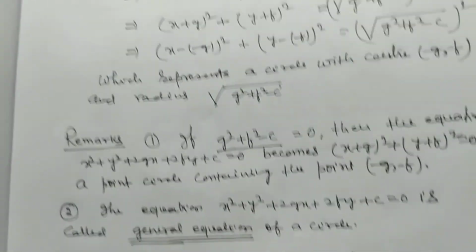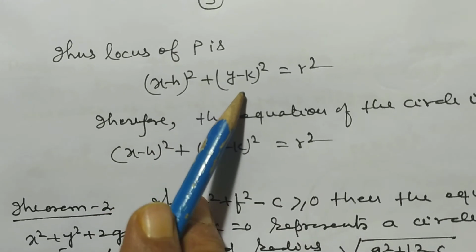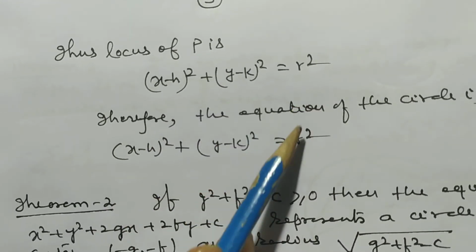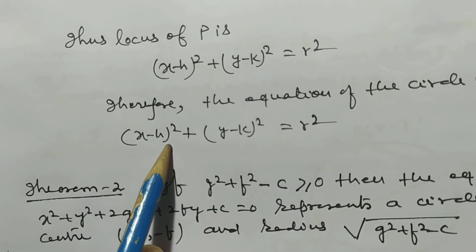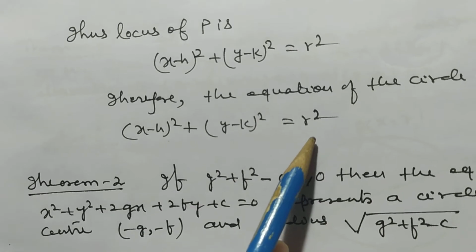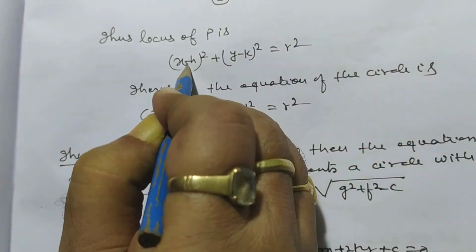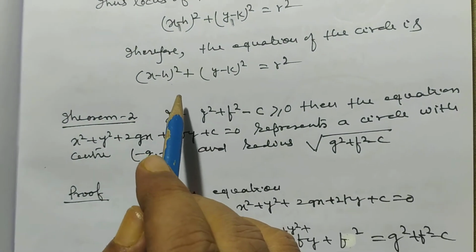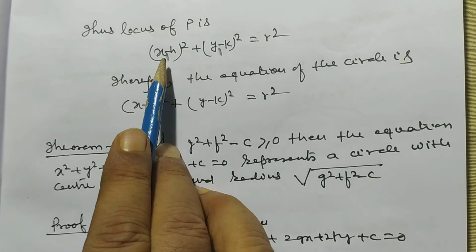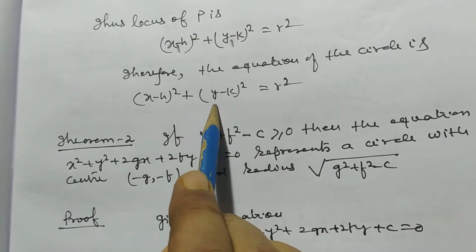It will be the locus of P: (x − h)² + (y − k)² = r². Therefore, the equation of the circle is (x − h)² + (y − k)² = r². You write x1 − h here and y1 − k. Because it is a locus of points, you replace x1 by x, generalize it, and y1 is equal to y.